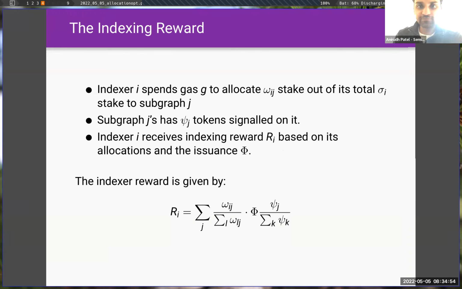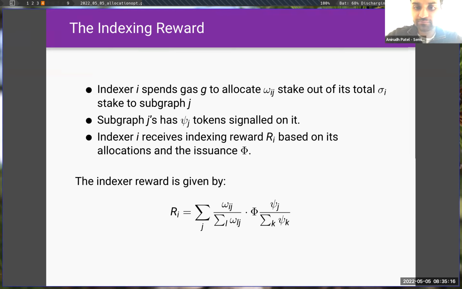So lots of words there. If you ever forget the notation, let me know, and I can jump back real quick. Subgraph J has psi j token signaled on it, and indexer I receives an indexing reward R sub I based on its allocations and the issuance. And it's given by this formula here, where essentially we have two terms, right?